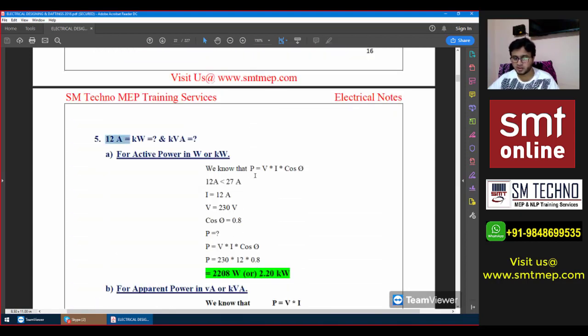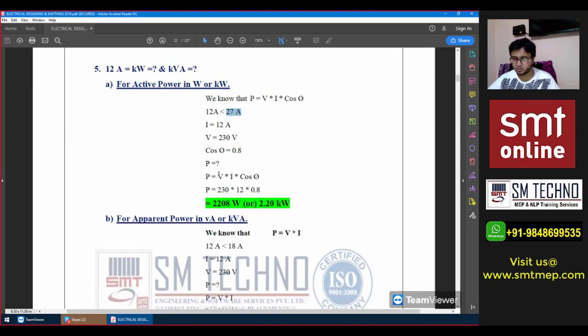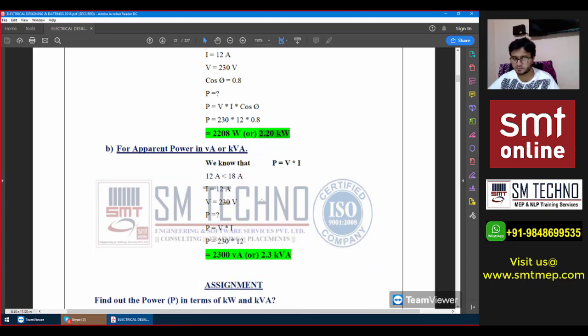Again for 12 amps. Okay, so this is single phase, P equal to VI cos phi because 12 amps is less than 27 amps. The condition is still 27 amps. So I is 12 amps, V is 230, cos phi 0.8. So how much are we getting? 230. There will be no root 3 over here. I is 12, cos phi 0.8. How much are we getting? 2.20 kilowatts. For apparent power, P equal to VI, 12 amps is less than 18 amps.